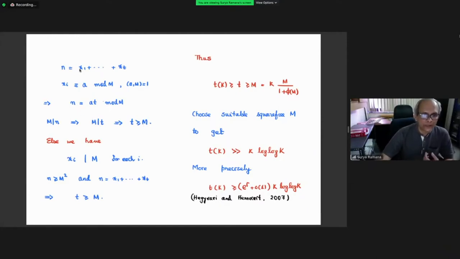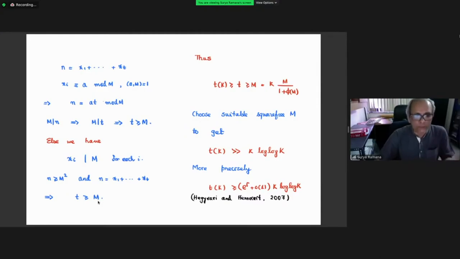Otherwise, if the xi's don't all belong to the same residue class mod m, then the color that is being used is the last one, which consists of prime divisors of m. So that means all the xi's are actually divisors of m. But n is larger than m squared, and each of these summands can be at most m, and therefore the number of summands should again be at least m. So either way, no matter how you represent n as a monochromatic sum, you're forced to have at least m summands.